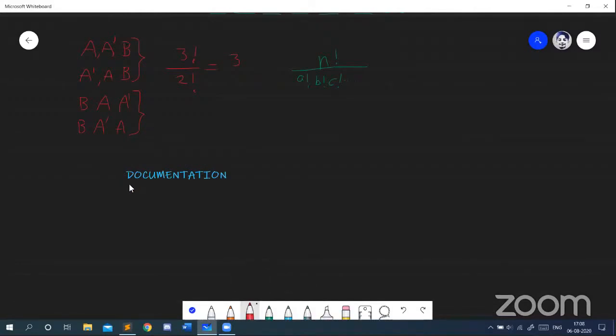Let's see. Let me just count the number of unique letters and write down how many times they appear in this word, so that I have a better idea of how to solve this, right? So I write D, and D appears only once, and then O appears 1, 2, so O appears twice. C appears only once. U only once. M just once. E again just once. N twice.